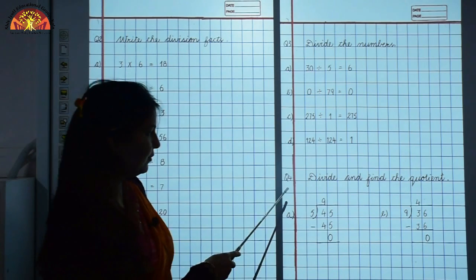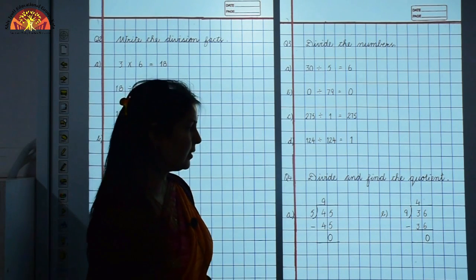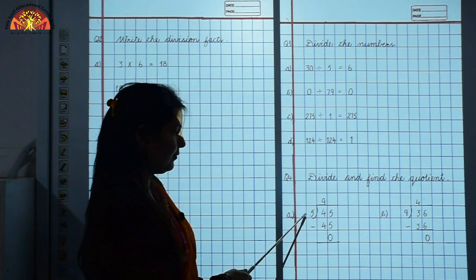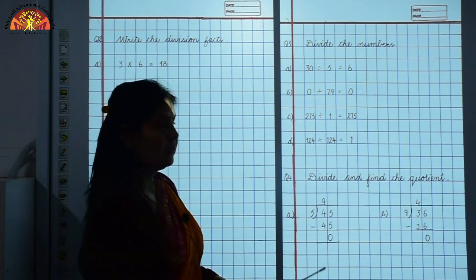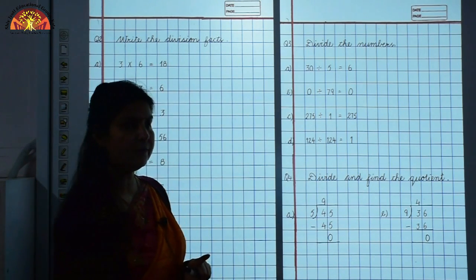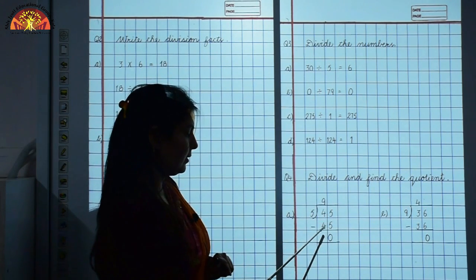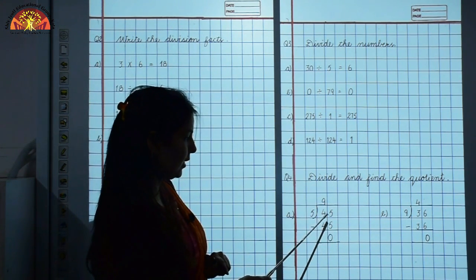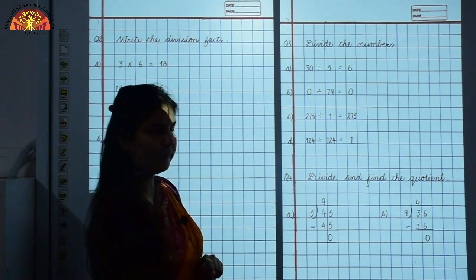Now let's see question number 4. Divide and find the quotient. Here you have to divide the numbers by the long method and find the quotient. The sum is 45 divided by 5. So you have to speak the table of 5. How many times? Till you get 45. When we speak the table of 5, 9 times we get 45. So we will write here 9, and just below this we will write 45 again. 45 minus 45 will be 0. Then we will subtract these two numbers.